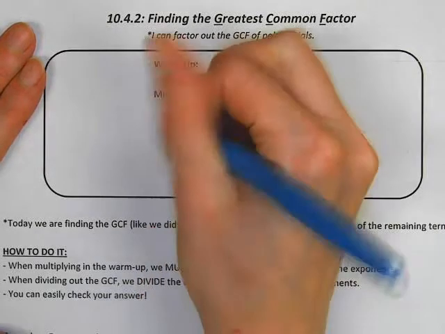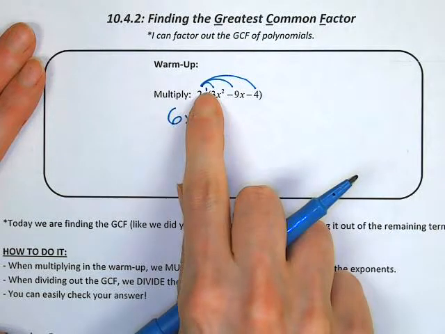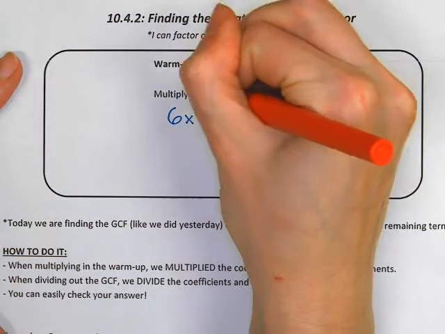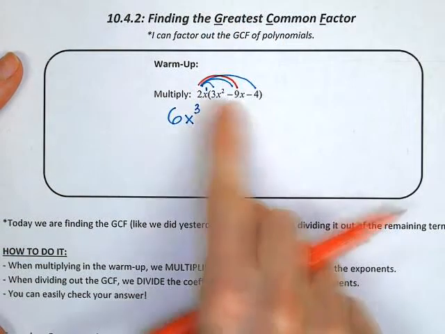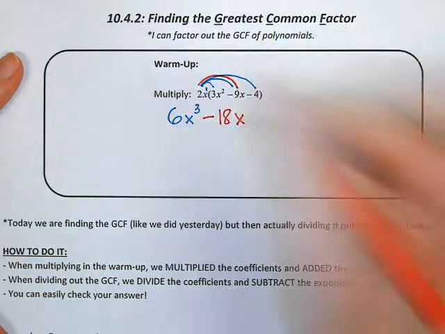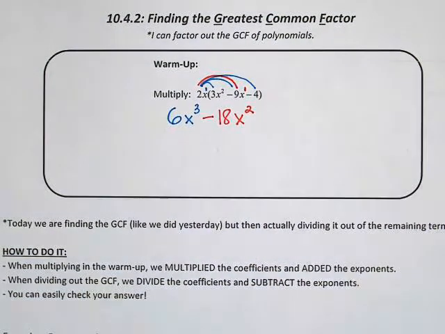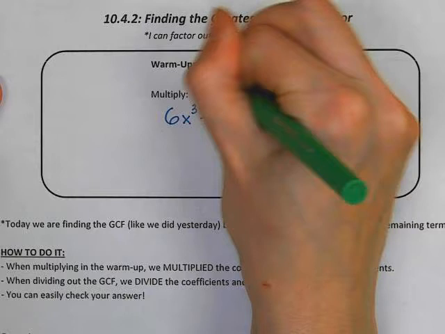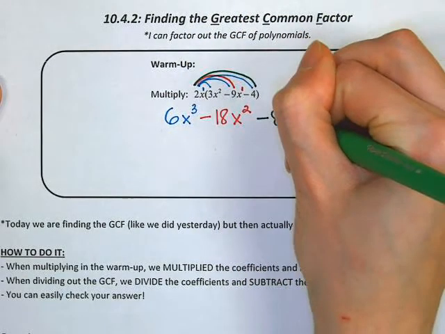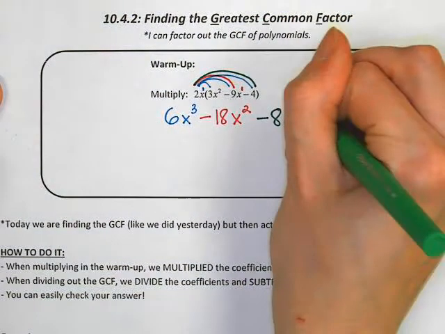So 2 times 3 is 6, and if you add the powers, 1 plus 2 is 3. All right, now the next one. 2x times negative 9 is negative 18. And if you add the powers, 1 plus 1 is 2. And then lastly, multiply it to the negative 4. 2 times negative 4 is negative 8. And you add the powers, but there's only this one, so we're done.